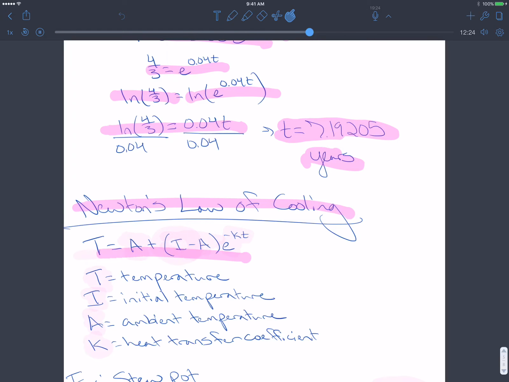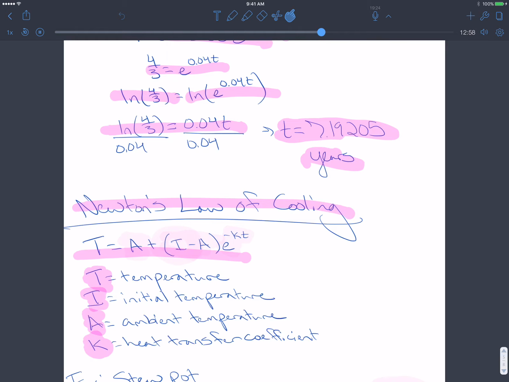So the equation that we have here, T equals A plus (I minus A) times e to the minus kt. T is the temperature of that particular item, say your coffee or your tea. I is its initial temperature, so when you first poured boiling hot water into that mug, that's the temperature of that water. A is the ambient temperature, which means that's the temperature of the room that it's in, where it's sitting on the counter. And then k is a heat transfer coefficient that tells you effectively how quickly this is going to cool.